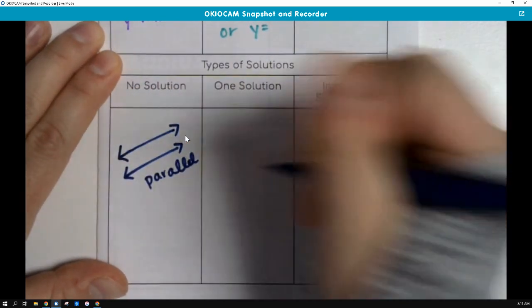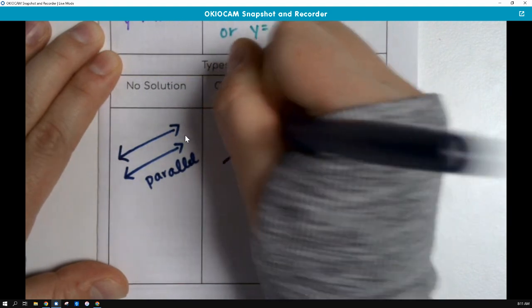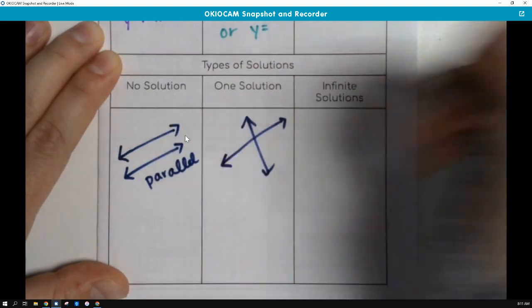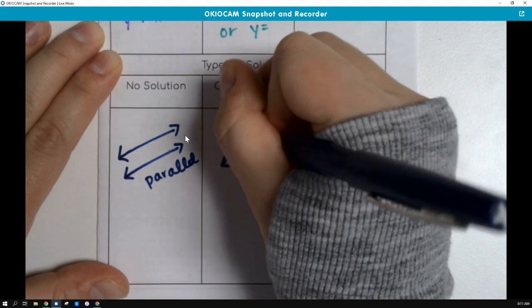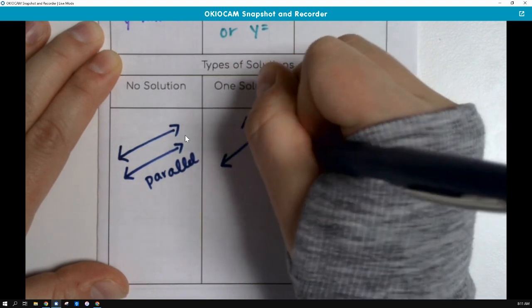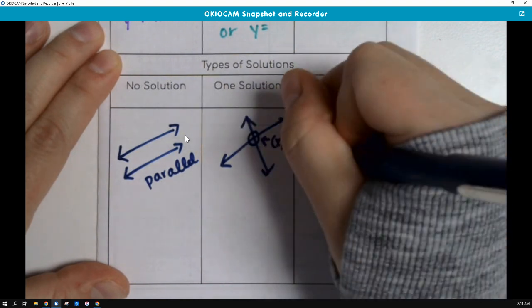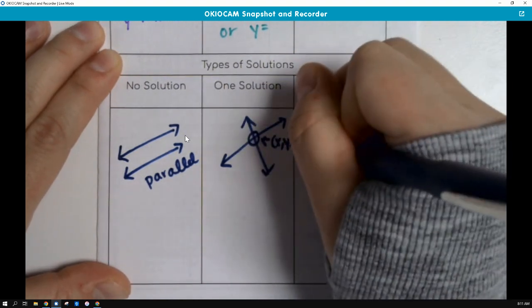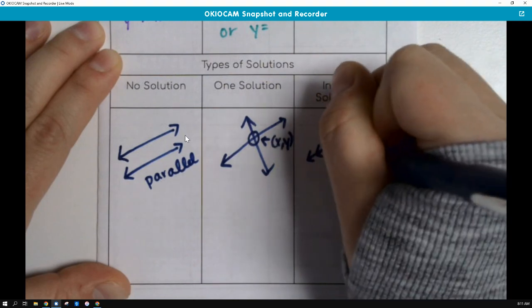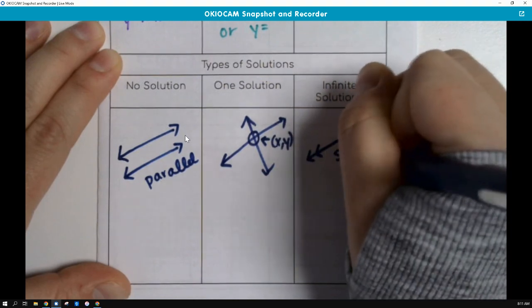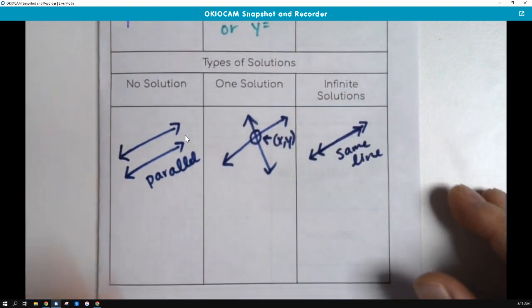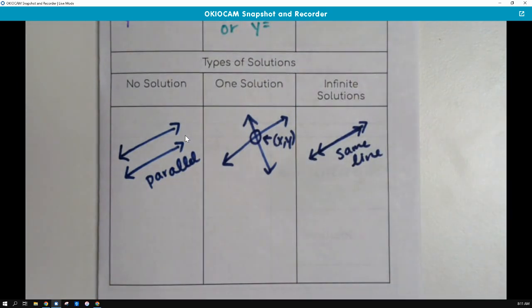One solution on a graph happens when they cross in one spot. And that spot would be your solution, x comma y. And then infinite solutions happens when it ends up being the same line, which I will not give you that one on here because that would just be the same equation twice. So that's what those all look like from a graph.